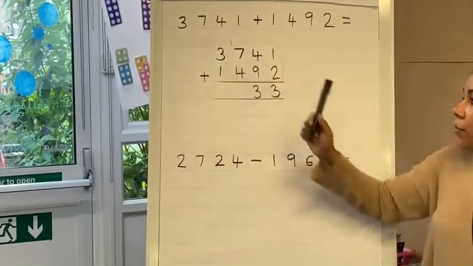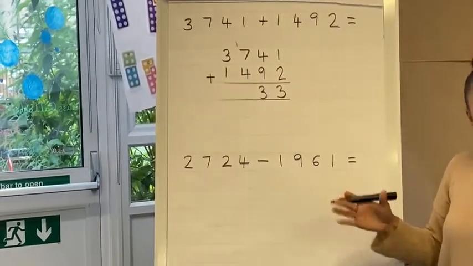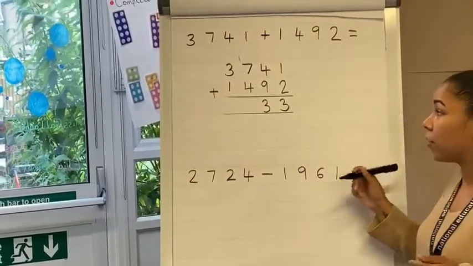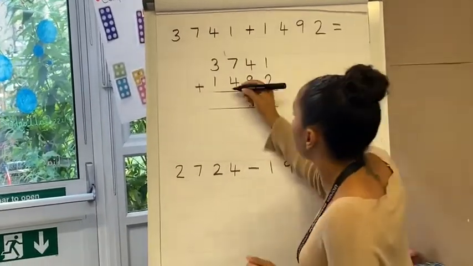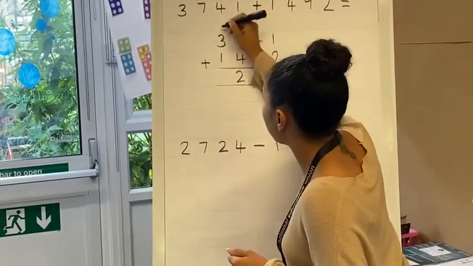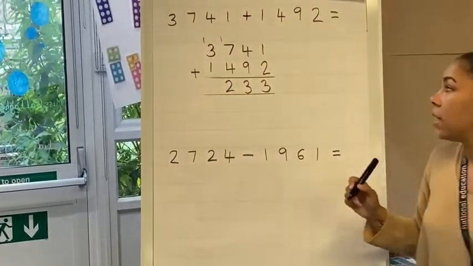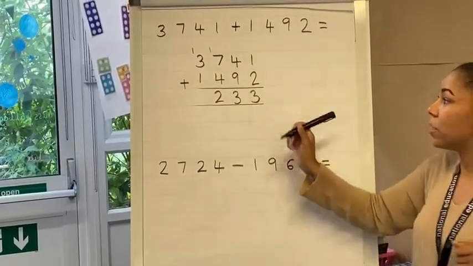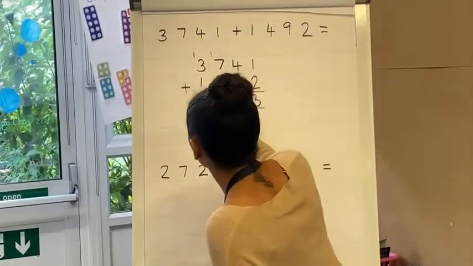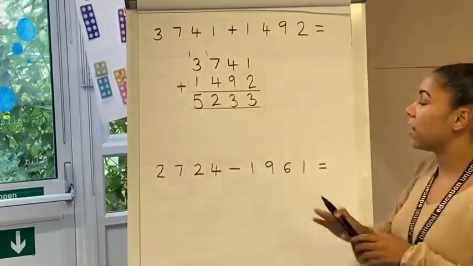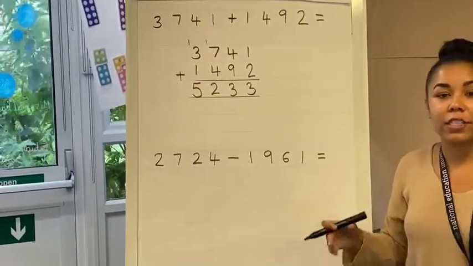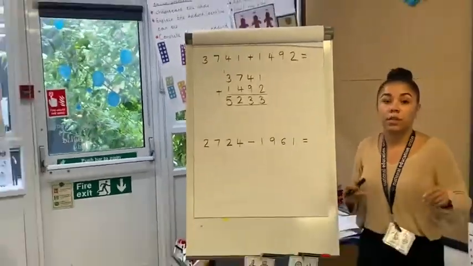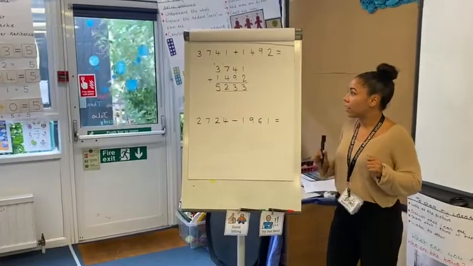Now I've got 7 and 4. I know that 7 and 3 makes 10. Add another one, that's 11. Then I'm going to add another one, which is 12. So again, I'm using those strategies, using my number bonds to help me. And then finally, 3 add 1, which is 4. Add another one, which is 5. And that is my answer, 5,233. So I'm trying to work on getting quicker with my calculations, making sure that I can do it easily.